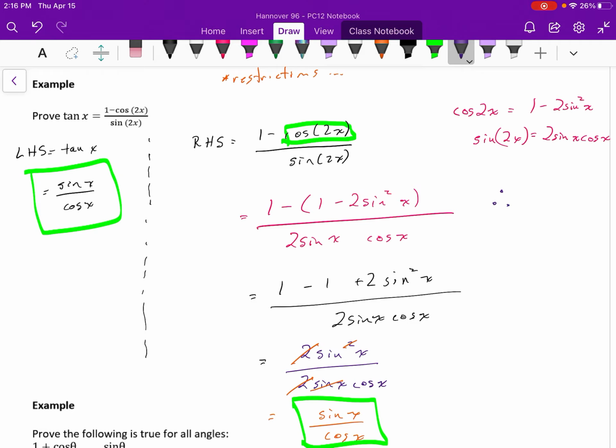So I'm just going to write, therefore, since the left-hand side is equal to the right-hand side, the equation is an identity. There we have it.